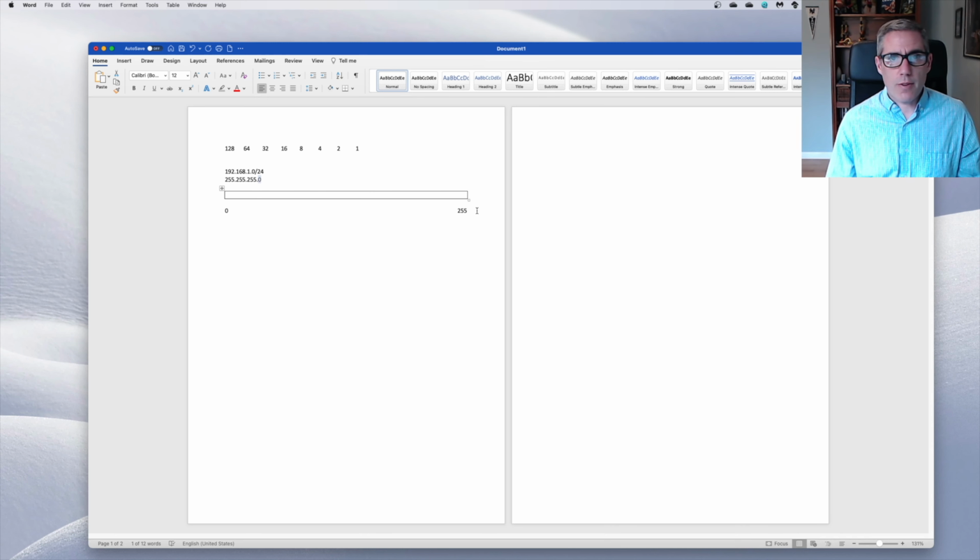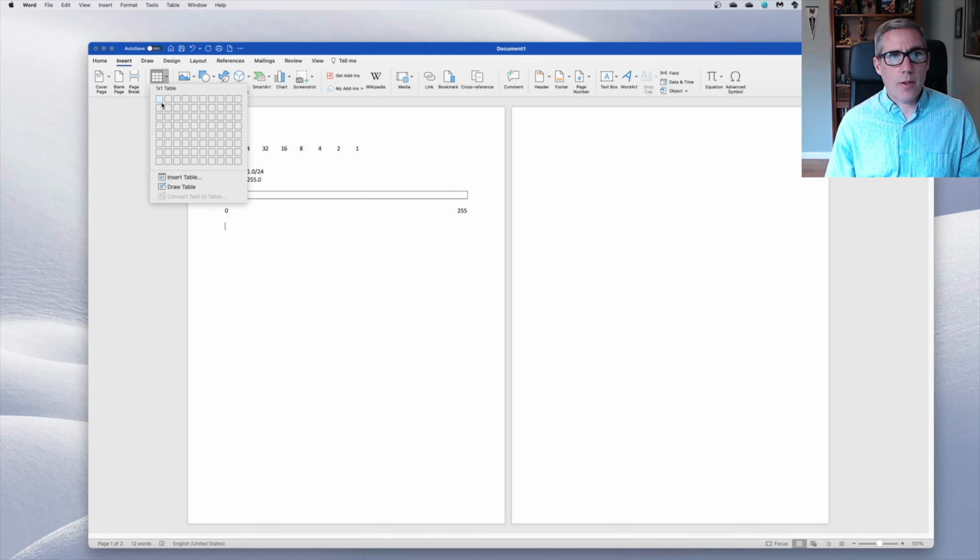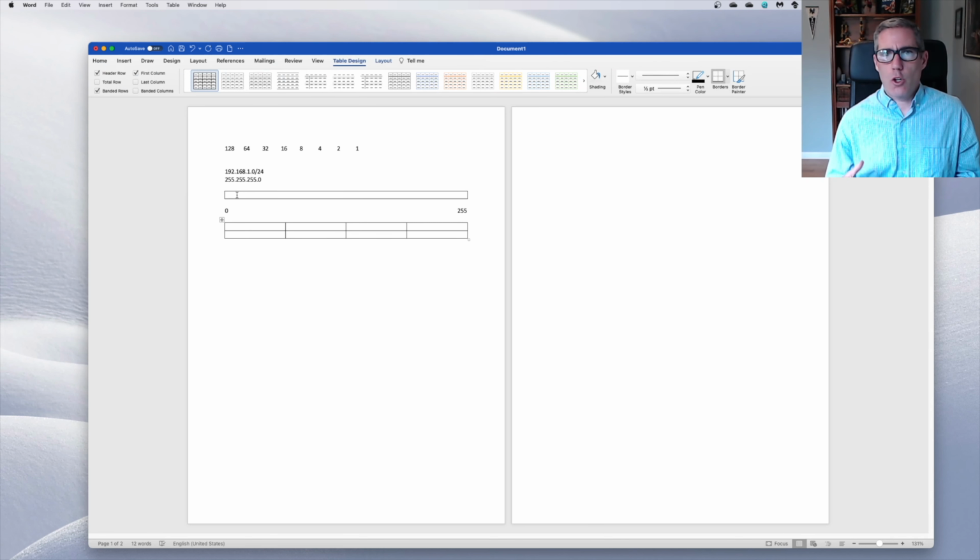And if I create a chart under that, I'm going to insert. This time I'm going to do 4 by 2 because this covers what we always need to know about a network. The first thing we need to know is the network ID. The second thing we need to know is the first usable address, and then the last usable address, and then the broadcast.